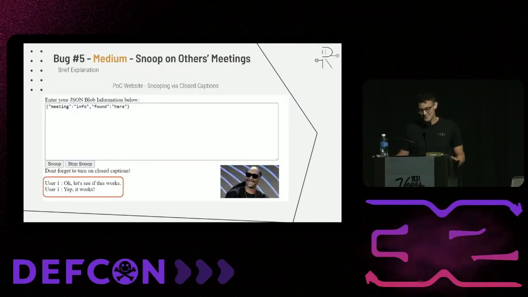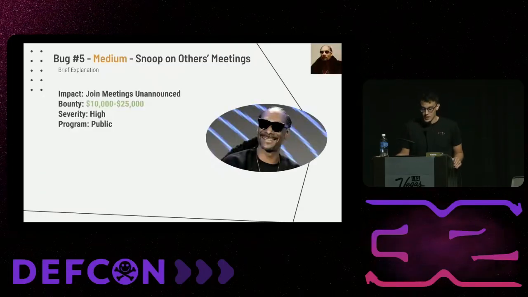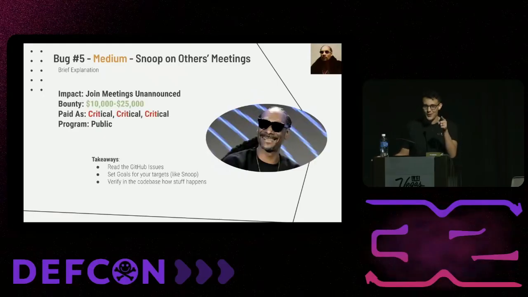The triagers loved it. Essentially what you would do is paste in the meeting information, and then click Snoop, and it would actually exfiltrate the user's transcripts, and you would not see anything in the meeting participant list. So that one was a 20 to 25K bounty. It was technically high, but it was paid as a critical, given the various bonuses that were occurring. This was on a public program as well.